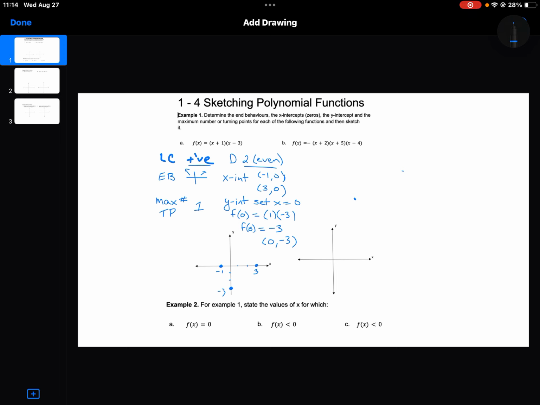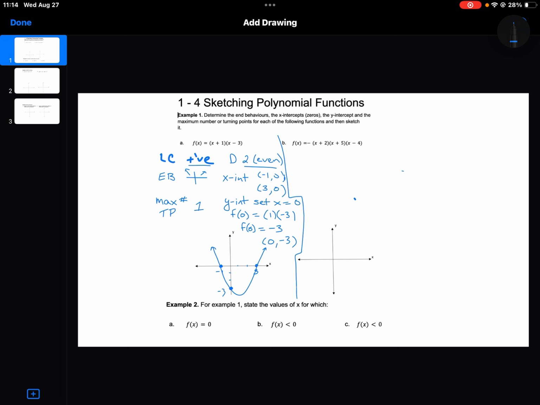And then I know that my end behavior, both of the function ends go up like this. Those roots have multiplicity 1, so my function is just going to pass right through the x-axis. And then we're going to do the y-intercept, and then I'm going to connect my x-intercepts to get my function. We'll do the same thing on the second side.